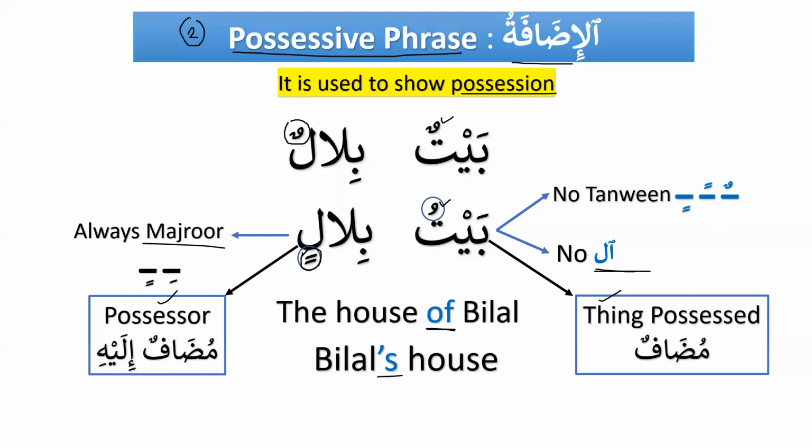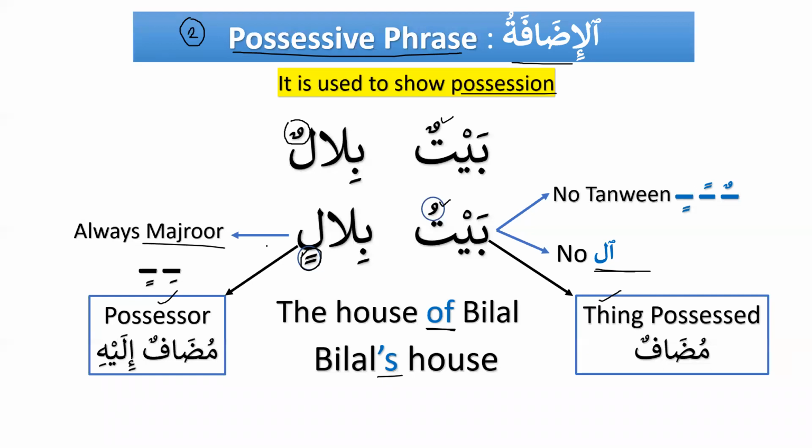Phrase number one. Okay, I have a question. What is common between phrase number one, that is a prepositional phrase, and phrase number two, the possessive phrase? There is something common. If you figure that out, that would be amazing. Yes, perfect. Both of them have kasra.